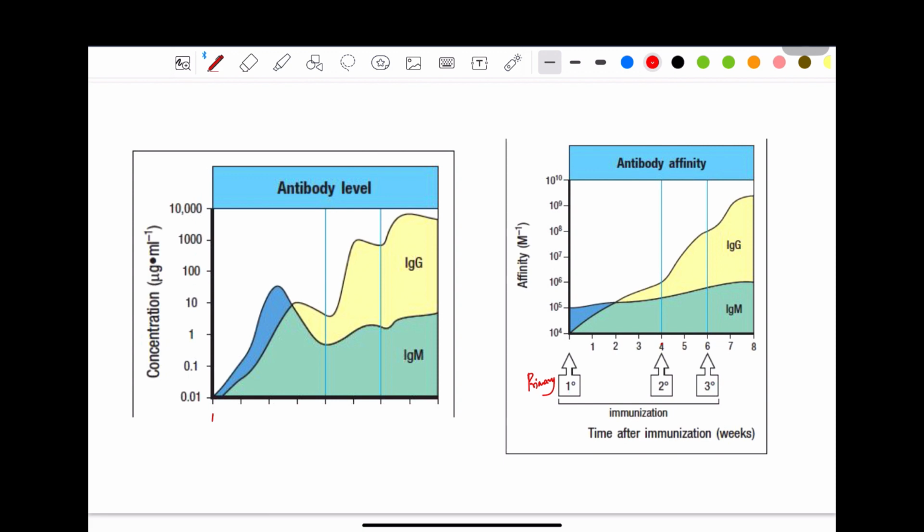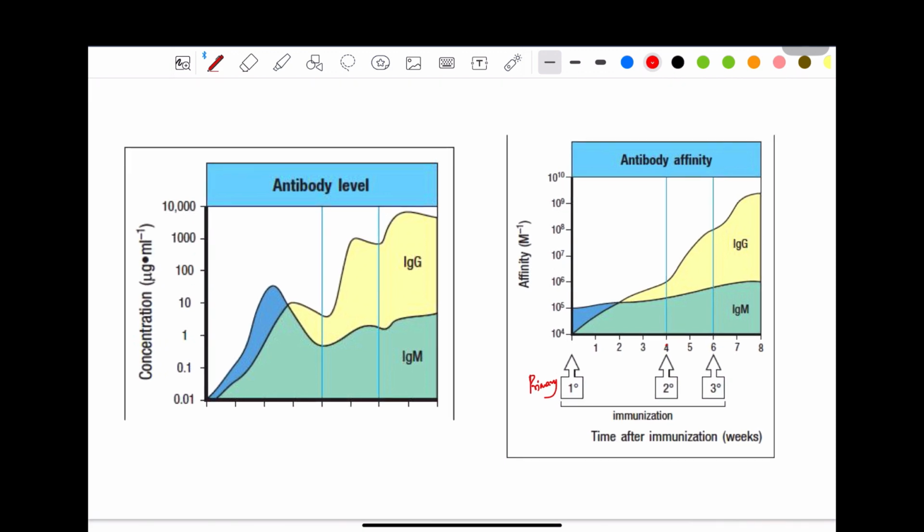This is 0, 1, 2, 3, 4, 5, 6, 7, 8. These are the weeks. This is where the first immunization was done, the primary shot, followed by the booster shot, which is the secondary immunization, and followed by the tertiary immunization after 6 weeks.